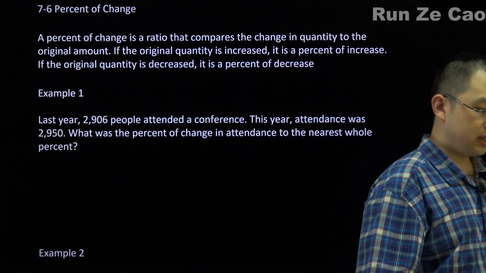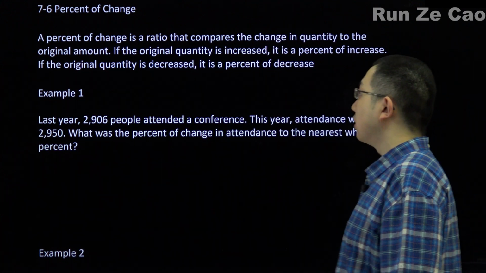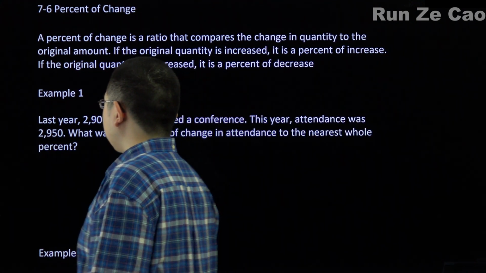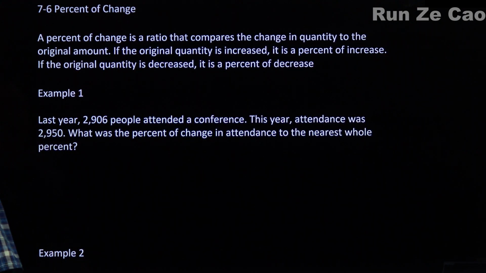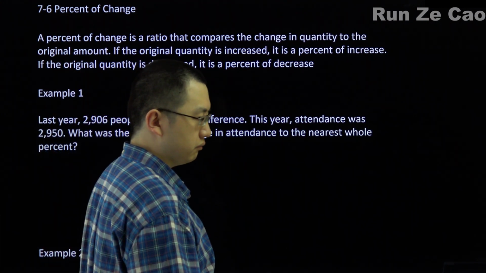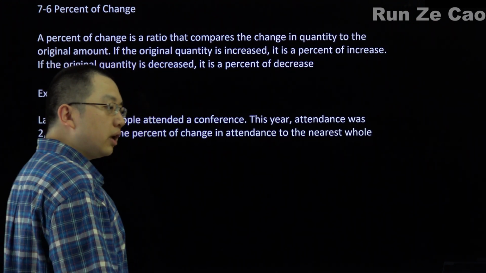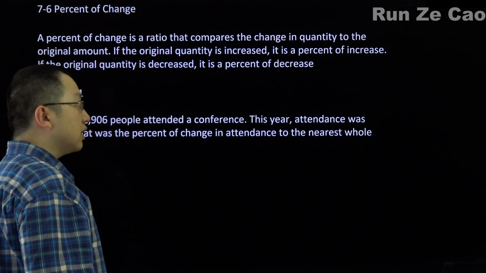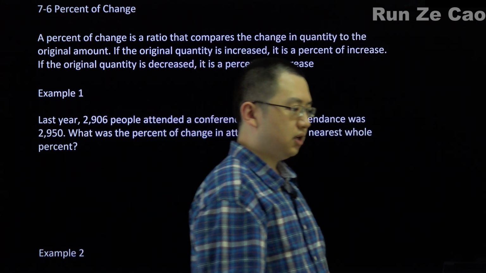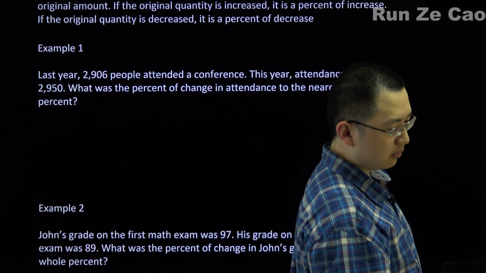Percent of change. It's a ratio that compares the change in quantity to the original amount. Like, say, decreased by 5%. That means there's 5% less now than there used to be. The amount that changed is 5% of the original amount. If the original quantity is increased, it's a percent of increase. If the original quantity is decreased, then it's a percent of decrease.